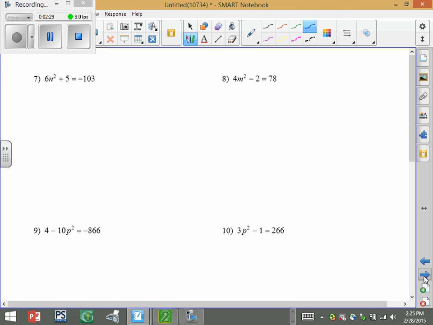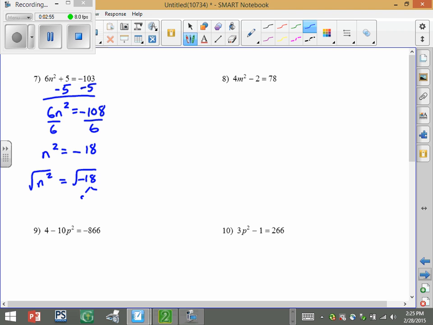On the back page, now we have a few more steps involved, but just one step at a time. 6n squared equals negative 108 when we subtract 5. Divide both sides by 6, so we end up with 108 divided by 6 is 18. So now we have n squared equals negative 18. And go ahead and take the square root of both sides.